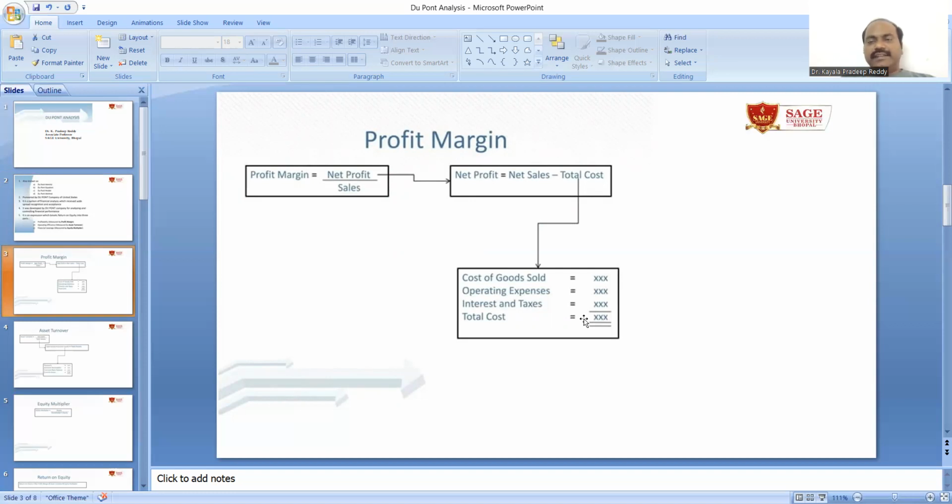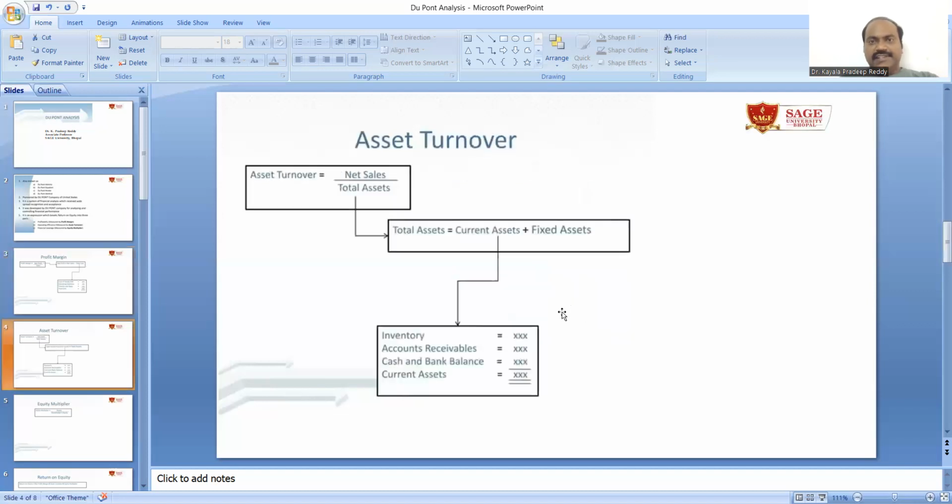What is to be deducted in total cost is cost of goods sold plus operating expenses plus interest and taxes, all together called total cost. Once again, I am repeating: cost of goods sold, operating expenses, interest and taxes combined together are called total cost, and it is to be deducted from net sales so that we arrive at net profit. So this is the profit margin.